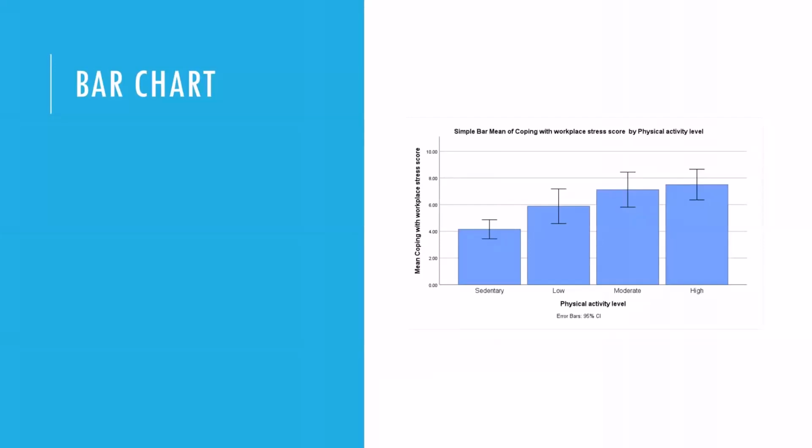A bar chart can be a good way to compare groups. So in this example, we're looking at workplace stress compared to levels of physical activity. And I have the 95% confidence interval, so you can actually eyeball this kind of like the box plot and see that there's a difference between sedentary and high, but definitely not between moderate and high.